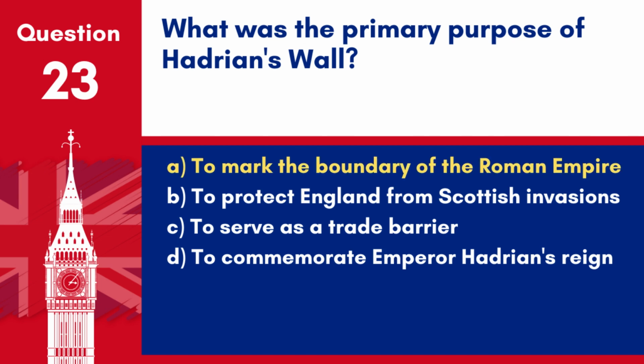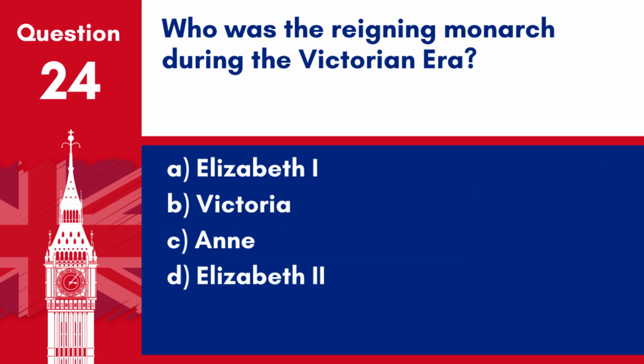Answer: A. To mark the boundary of the Roman Empire. The primary purpose of Hadrian's Wall was to mark the boundary of the Roman Empire. Question 24. Who was the reigning monarch during the Victorian era? A. Elizabeth I. B. Victoria. C. Anne. D. Elizabeth II.